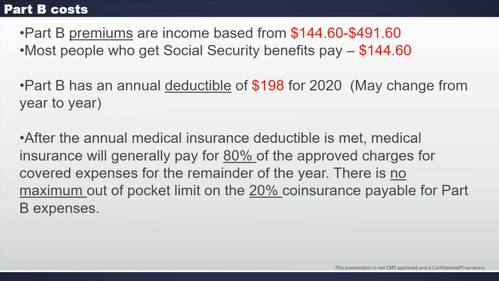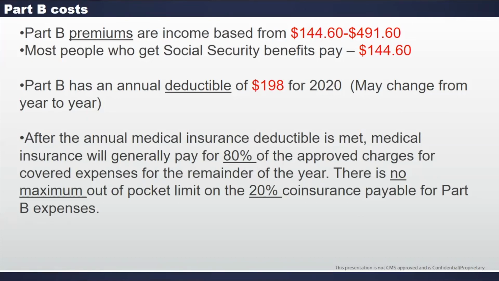This is the list of zero cost stuff. So for most people, Part B is going to be that $144.60, but it is going to be based on income. So it could be as much as $491.60. For some people, if you make enough income, you're still partially subsidized. I think the government is still paying 15% of the cost of Part B. But for most people, the government pays all but the $144.60. And for the people that get it, they normally will have that deducted from their Social Security check. Nobody wants to write a separate check for it, but that is an option.